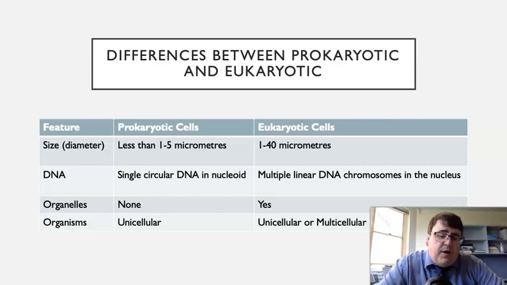DNA is a big difference. Prokaryotic cells will have one single circular DNA in their nucleoid, whereas eukaryotic cells will have at least 2 DNA chromosomes, and they have to be what's considered linear, and that will make more sense as we move through the topic. There are no membrane-bound organelles inside prokaryotic cells, but eukaryotic cells do have organelles. Prokaryotic cells can only be unicellular, whereas eukaryotic cells can be unicellular or multicellular.